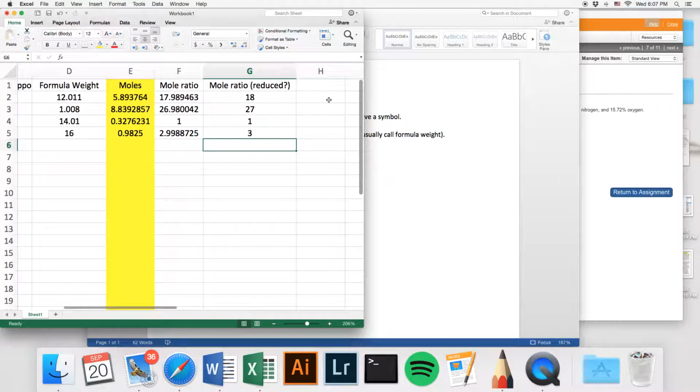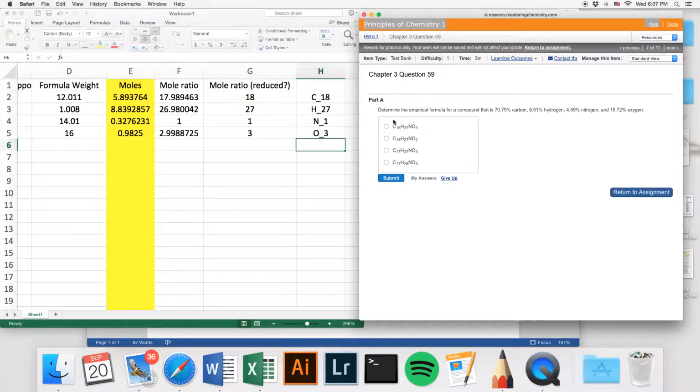Okay, so what we have, the formula is C sub 18, H sub 27, N sub 1, and O sub 3. Okay, that's the empirical formula. Let's go back over here. C18, so it's one of these top two. H27, still the top two. And it looks like it's O3. All right, so hopefully that's helpful.